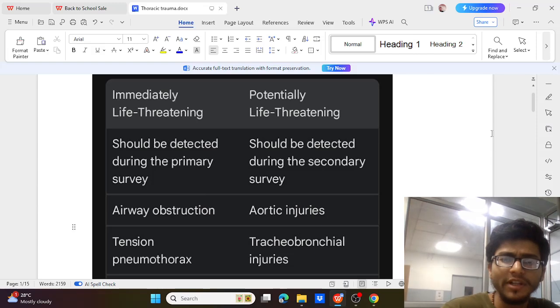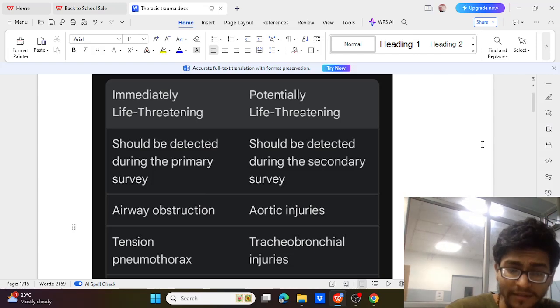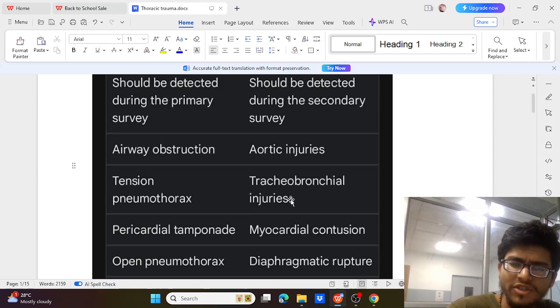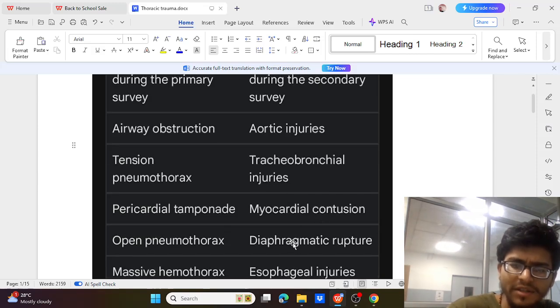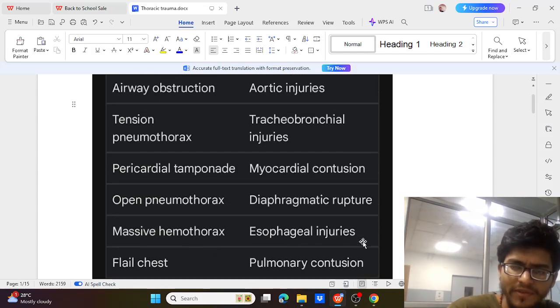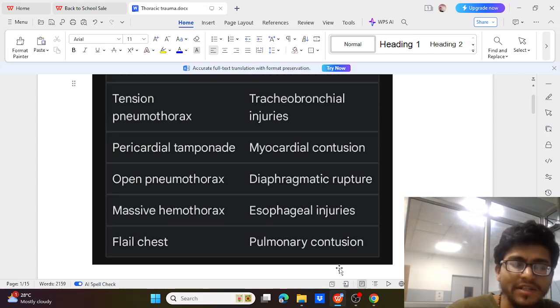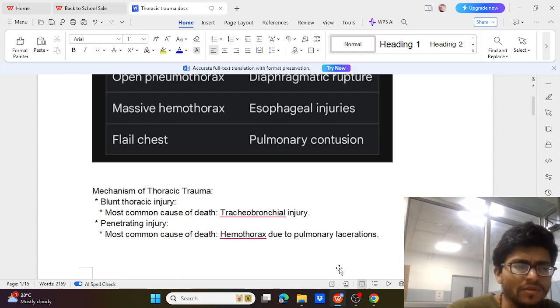So now we were discussing the potentially life-threatening injuries which should be detected during the secondary survey rather than earlier, because they can also be life-threatening after some time, if not immediately. So what are these? These are aortic injuries, tracheobronchial injuries, myocardial injury, myocardial contusion, diaphragmatic rupture, esophageal injuries, pulmonary contusion. These are some of the injuries which can cause death after some time, so we have to be careful regarding these. Now coming to the mechanism of thoracic trauma.